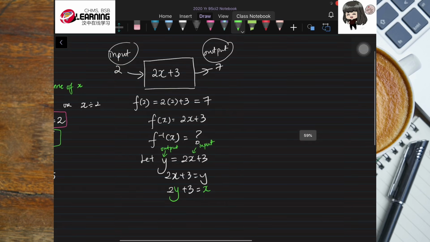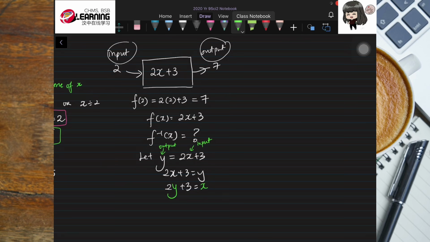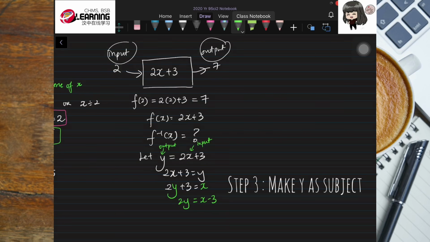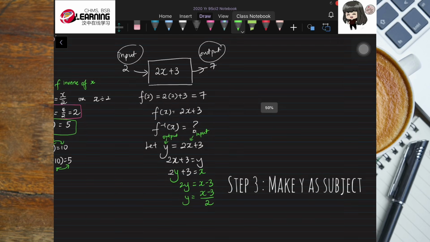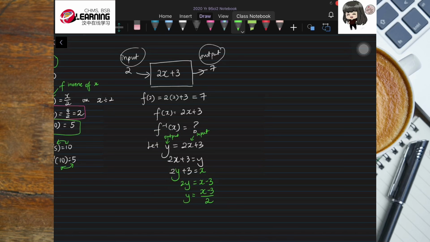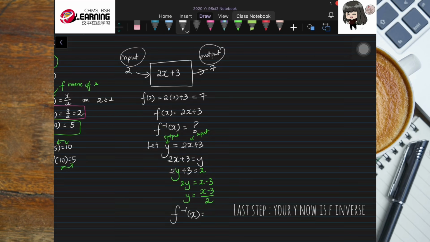Right? And your next step is to make y the subject. So 2y equals x minus 3, and y equals x minus 3 divided by 2, that is (x minus 3) over 2. And this function here is your f inverse. So your f inverse now equals (x minus 3) over 2.